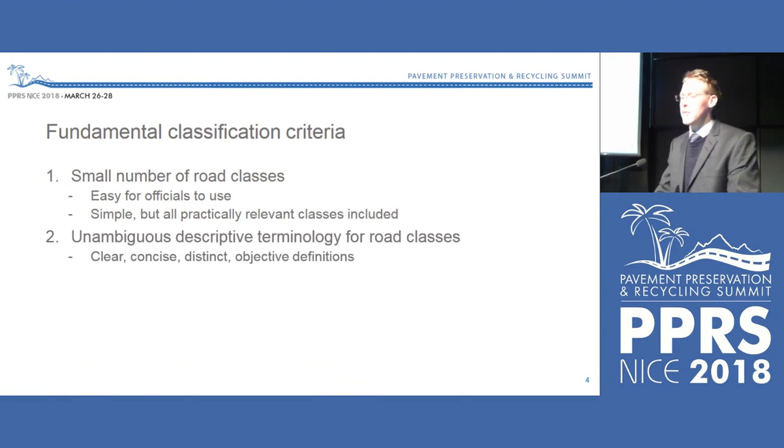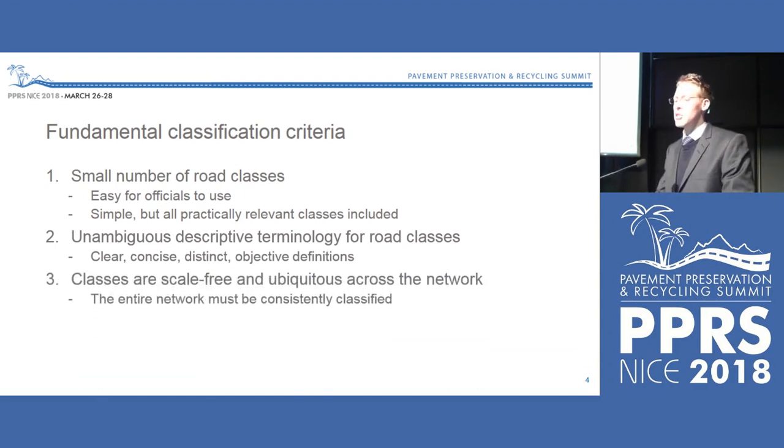The second fundamental classification criterion is that the system needs to use unambiguous descriptive terminology for road classes. So the different class types need to have clear, concise, distinct, and objective definitions. The last one which we applied was that classes need to be scale-free and ubiquitous across the network. The entire network must be consistently classified. That's very important, that there cannot be any regional distinctions between the classifications.